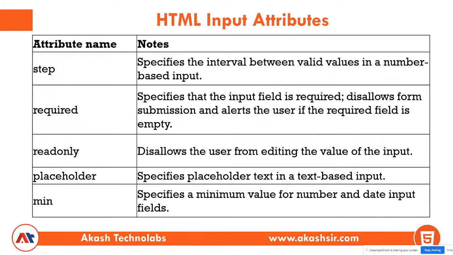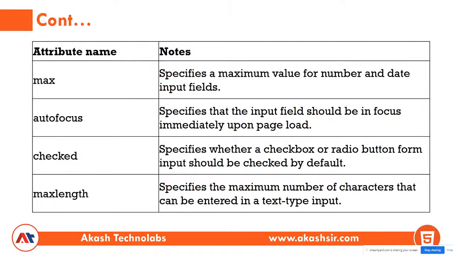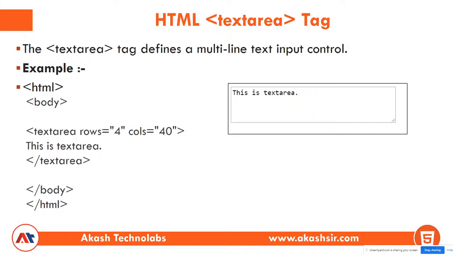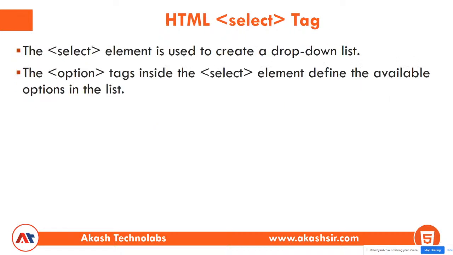So these are the default properties that you can use: a placeholder, a min, a max, right? A required, a step, autofocus, check, max length. You know very well we have seen some of the properties: name, size, type, and value. If you want to display a particular default value, for that we have to specify a value attribute. Okay. So finally, this is a text area. Okay. So this is a select tag.